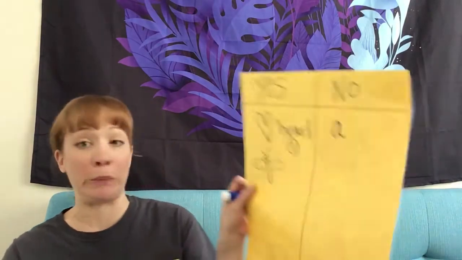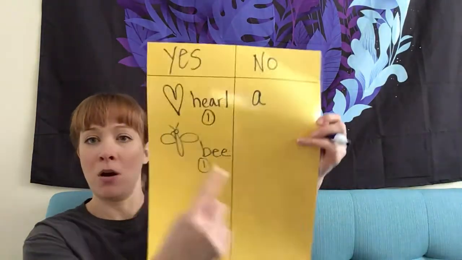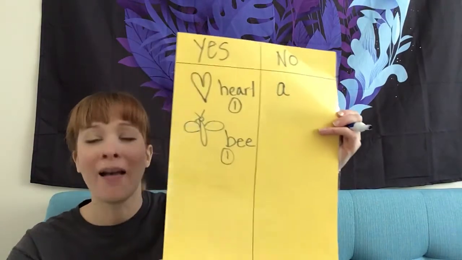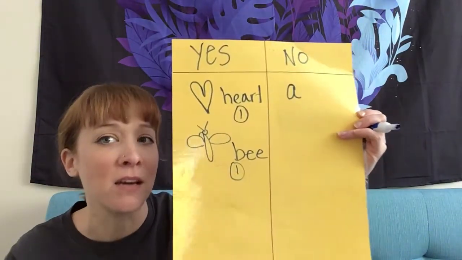What about that bee, la abeja? I can't draw him so good. I tried my best. Bee. Yes, he had one line of symmetry, right? So I put heart, bee. Those do have lines of symmetry. Okay, now let's take a look at some other things.